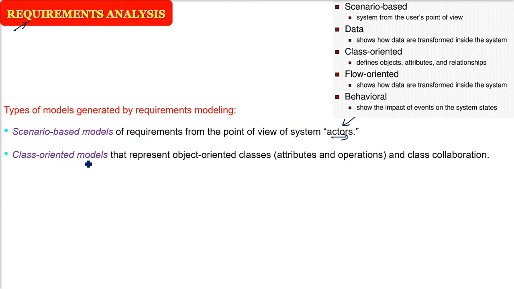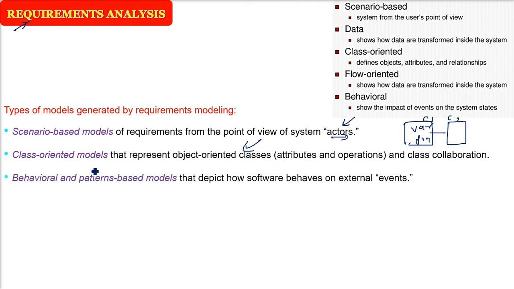Then we have the class-oriented model. The class-oriented model defines what will be the classes. That is the different classes we can define in the problem. And these classes are nothing but objects, because objects are the instantiation of the class. And for these classes, these objects, what will be the characteristics of each class, that is the variables, and what are the functions, that is to say the operations, and what are the relationships among different classes that have been found out in the class-oriented model.